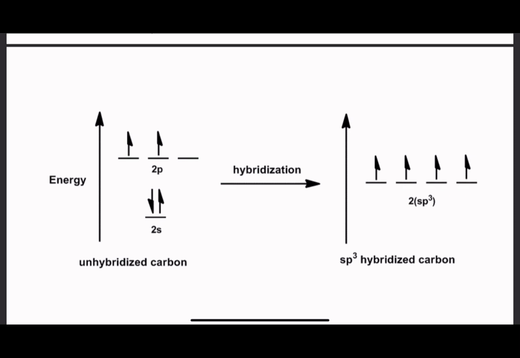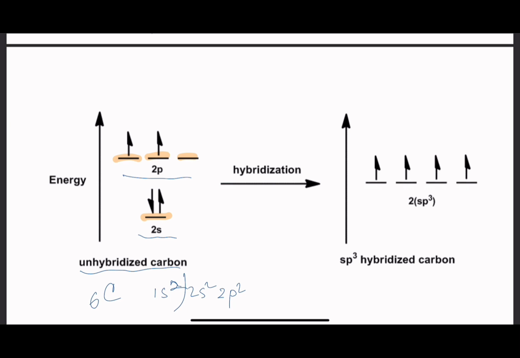So let's see what happens in the electronic configuration. This is unhybridized carbon. Carbon has proton number 6, which makes it 1s2, 2s2, and then 2p2. I didn't show the 1s orbital in here, but instead we start with the valence electrons, which are 2s2 and then 2p2. As you see, I have 1, 2, 3 orbitals in 2p, and I got 1 orbital in 2s.